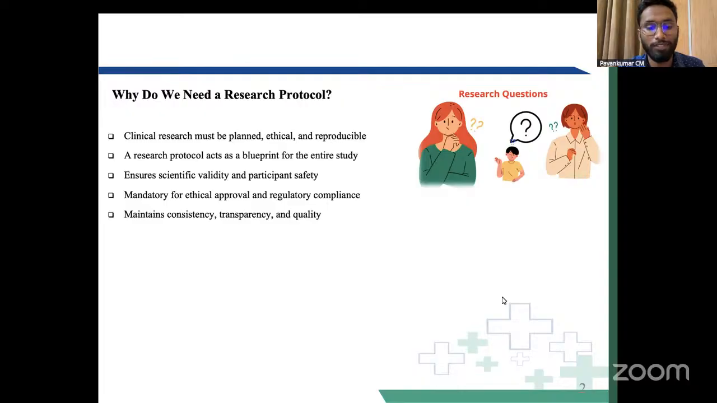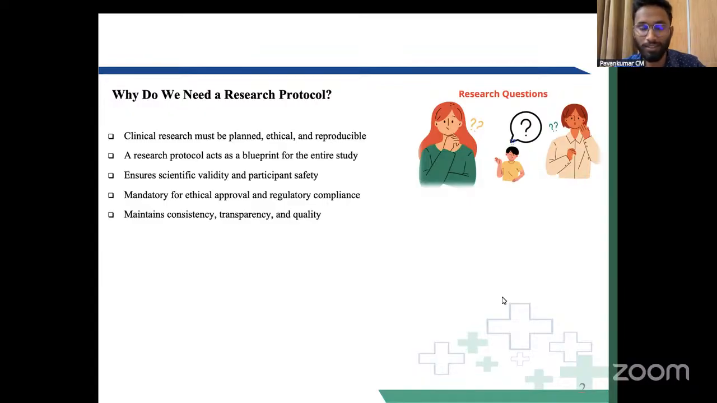And from the regulatory perspective, a protocol is mandatory. No ethical committees or regulatory authorities will approve a study without a clear protocol. So why do we need a clinical or a research protocol? First and foremost, clinical research must be planned. As we discussed, it should be ethical, and also responsible and reproducible. A clinical research protocol acts as a blueprint for the entire study and ensures it is safe and scientifically validated, and the participants' safety is very important.